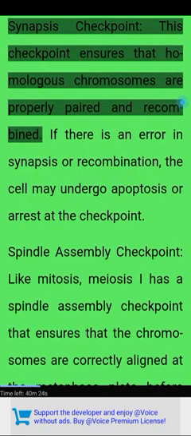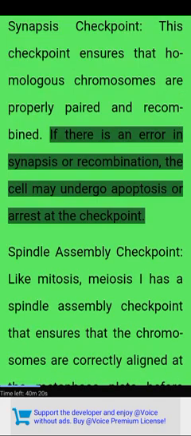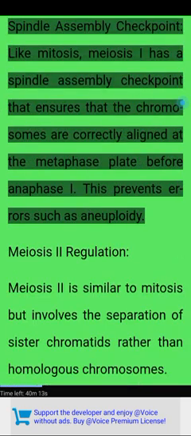Meiosis I checkpoints. Synapsis checkpoint. This checkpoint ensures that homologous chromosomes are properly paired and recombined. If there is an error in synapsis or recombination, the cell may undergo apoptosis or arrest at the checkpoint. Spindle assembly checkpoint. Like mitosis, meiosis I has a spindle assembly checkpoint that ensures that the chromosomes are correctly aligned at the metaphase plate before anaphase I. This prevents errors such as aneuploidy.